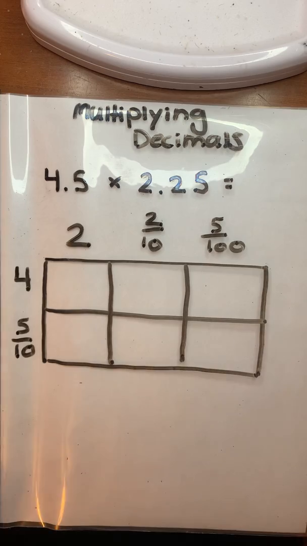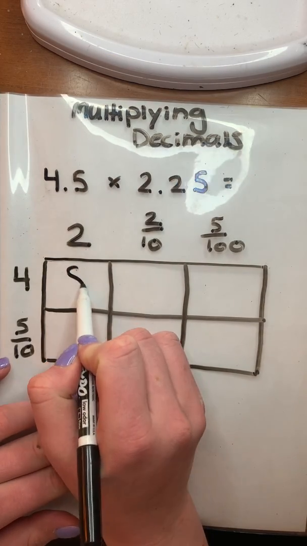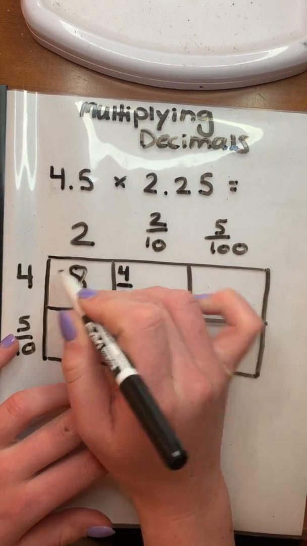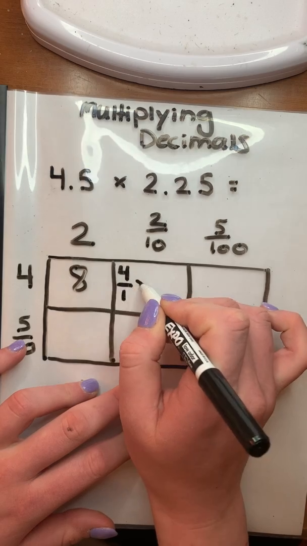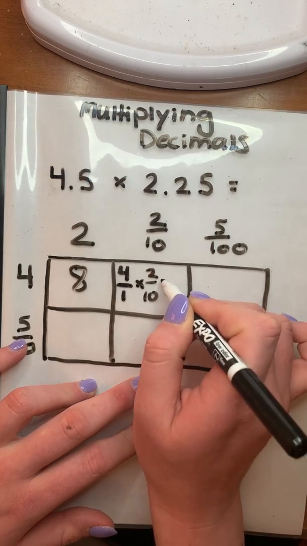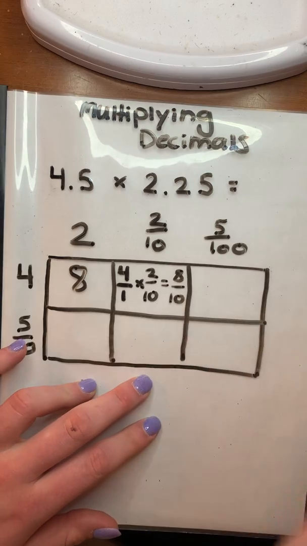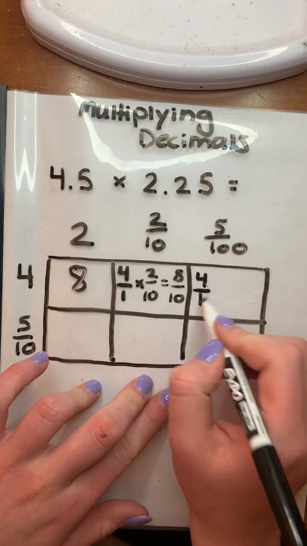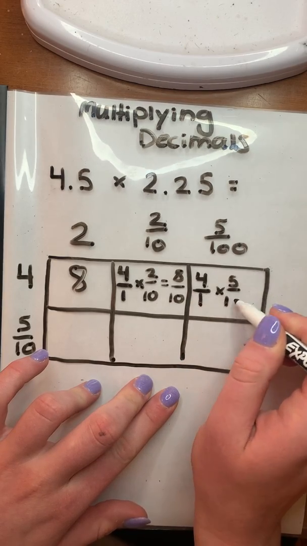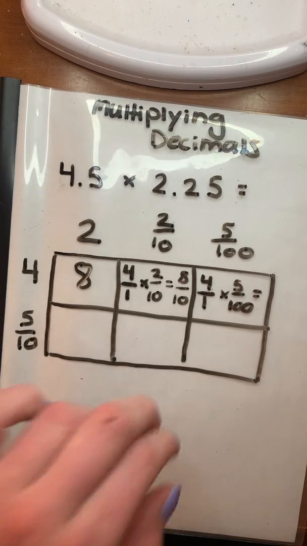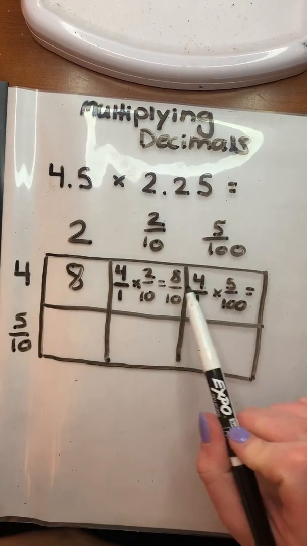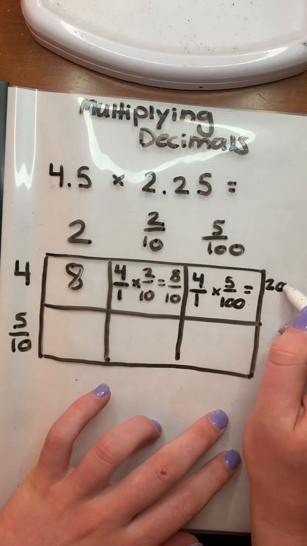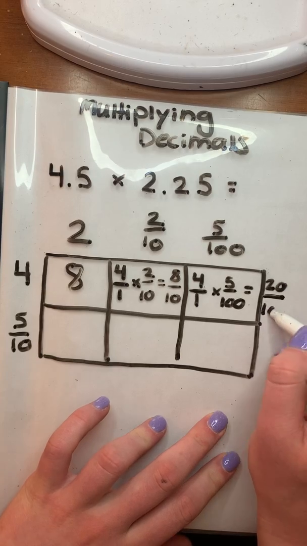4 multiplied by 2 is 8. Our whole number goes over 1, so we can multiply it by a fraction. 8 over 10. And then we're going to multiply it by the hundredths place. So 4 over 1 again, multiplied by 5 over 100. And we're always going to remember when we're multiplying fractions, we always multiply across. 4 multiplied by 5 gives us 20 over 1 multiplied by 100, 100.